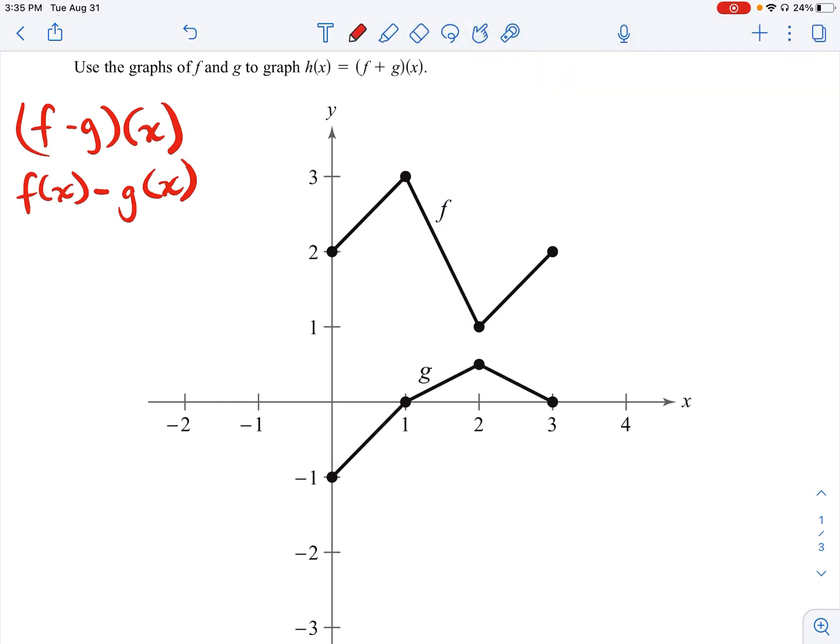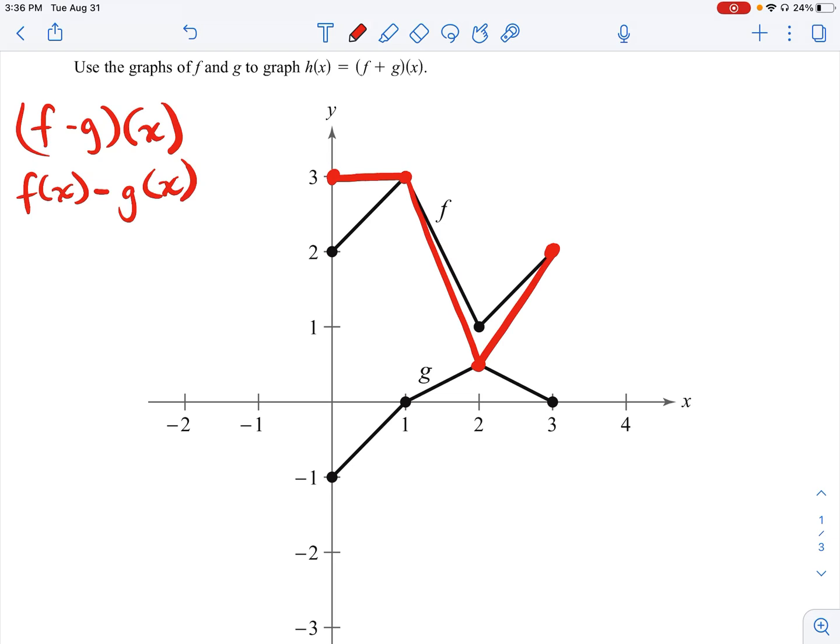All right, so now let's do f of x minus g of x. Well, again, this time all we're going to do is we're going to subtract. Now, the order of the values that we're subtracting absolutely matters here because subtraction is not commutative. So 2 minus -1 would give you +3. On the next point, 3 minus 0 is just 3. 1 minus 1/2 would give you +1/2. And 2 minus 0 would give you +2. So if I connect these dots here, I would get something that looks like this.